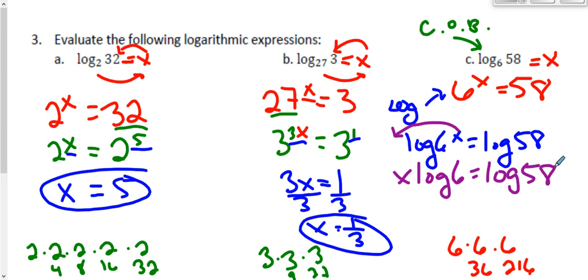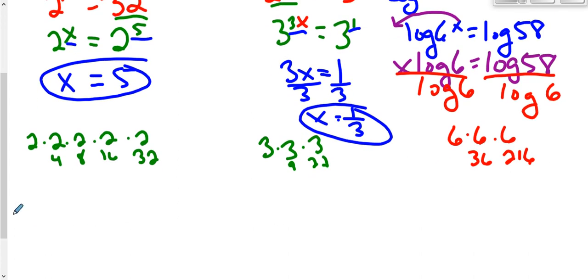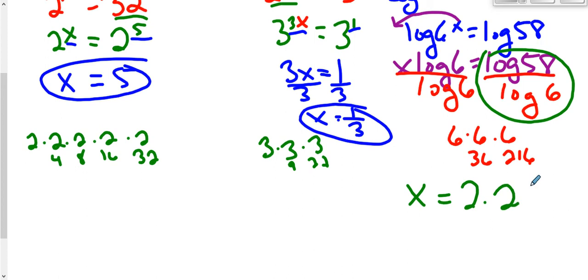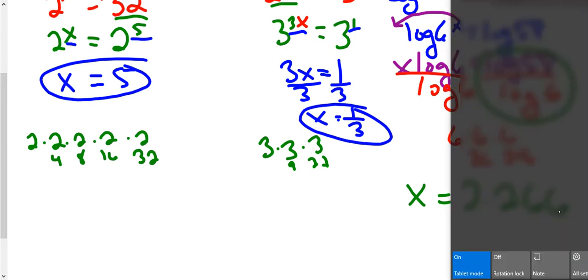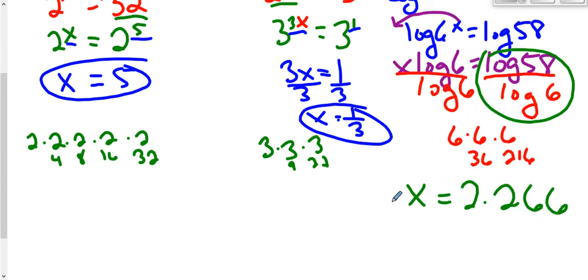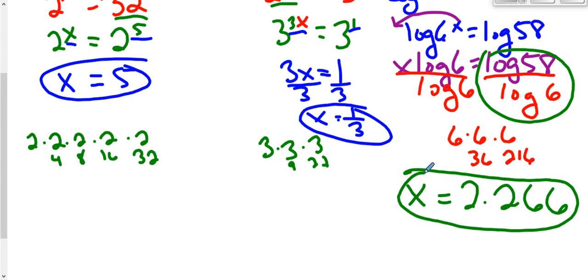And then all I have to do is divide both sides by the log of 6 to get my final answer. Log 6 divided by log 6. My final answer would just be x equals whatever this is in the calculator. And if we type in log 58 divided by log 6 in the calculator, we get 2.266. So there was no nice whole number or fraction solution for this problem. It was this decimal instead.